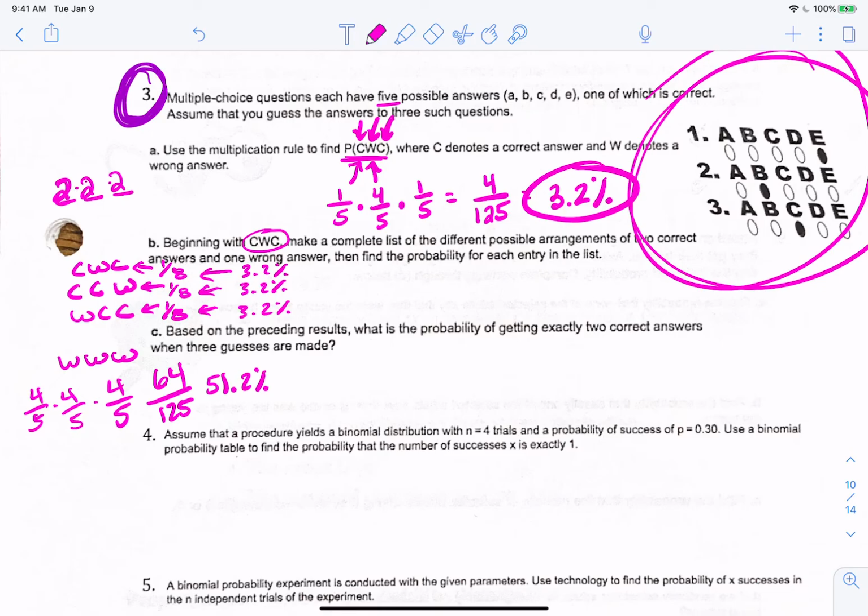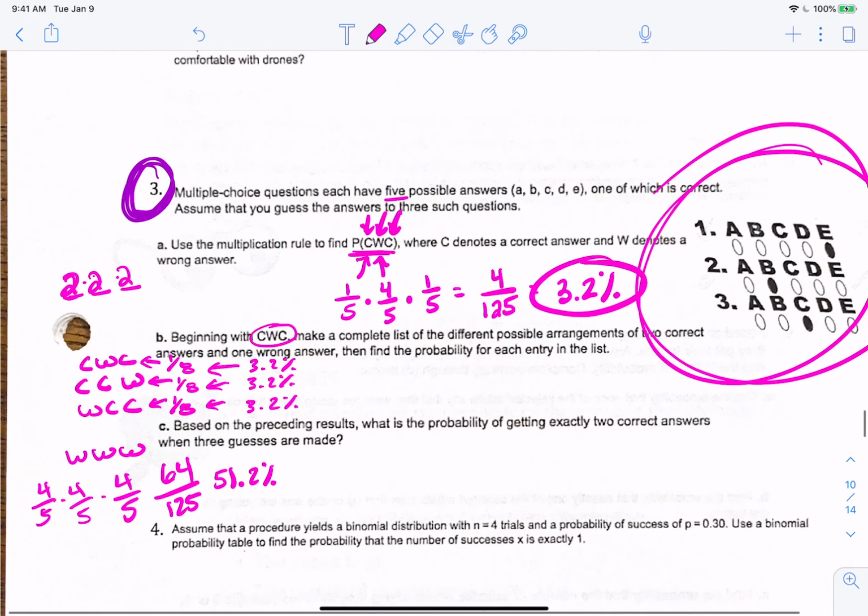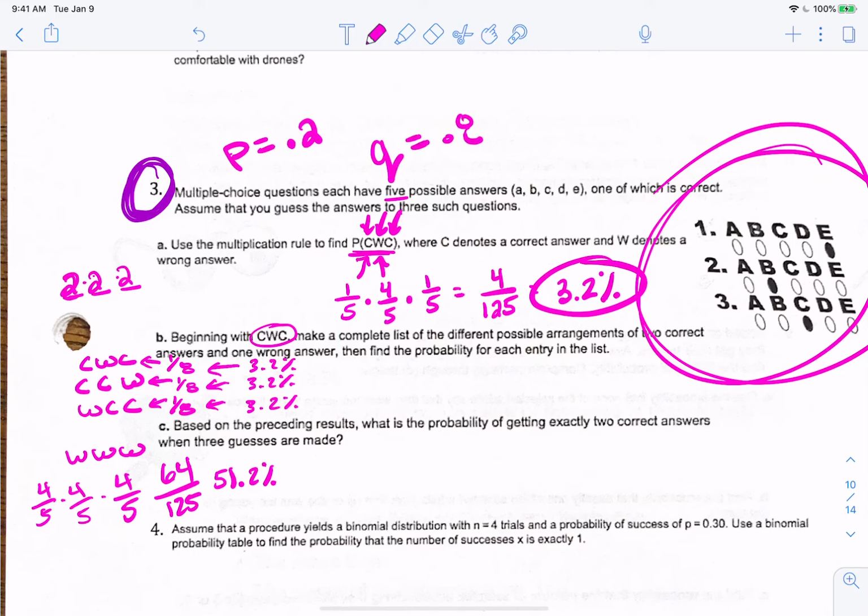I'm assuming that P and Q, part C, is just in this case, if I were to set up P and Q, P is actually equal to 0.2 and Q is actually equal to 0.8. Does that make sense? Because 1 out of 5 answers is correct, 4 out of 5 answers is wrong. Okay, so the table is no longer set up as 50-50. If it was a true and false question, yes, then it would be. But that's no longer the case, okay? Find the probability for each entry in the list.